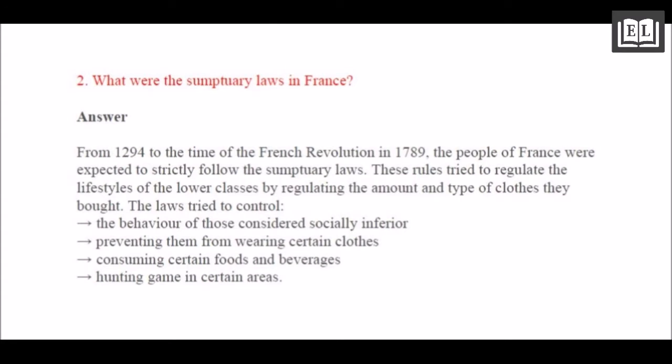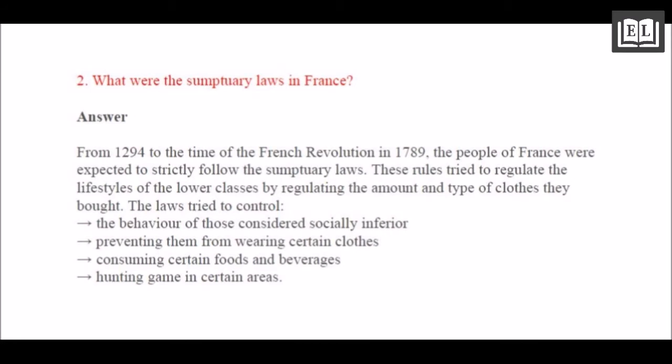2. What were the sumptuary laws in France? Answer. From 1294 to the time of the Revolution in 1789, the people of France were expected to strictly follow the sumptuary laws. These rules tried to regulate the lifestyles of the lower classes by regulating the amount and type of clothes they bought.